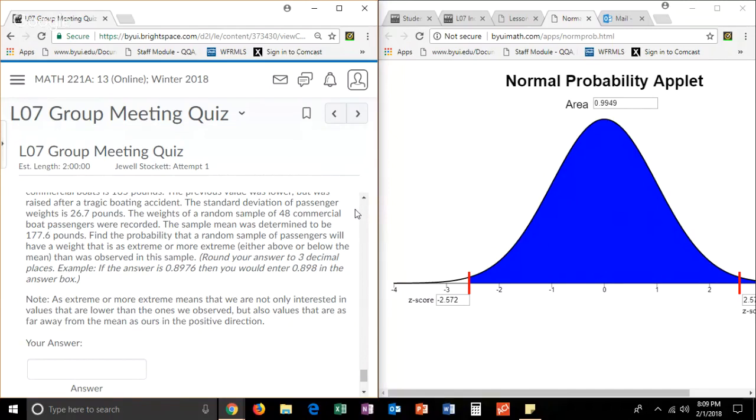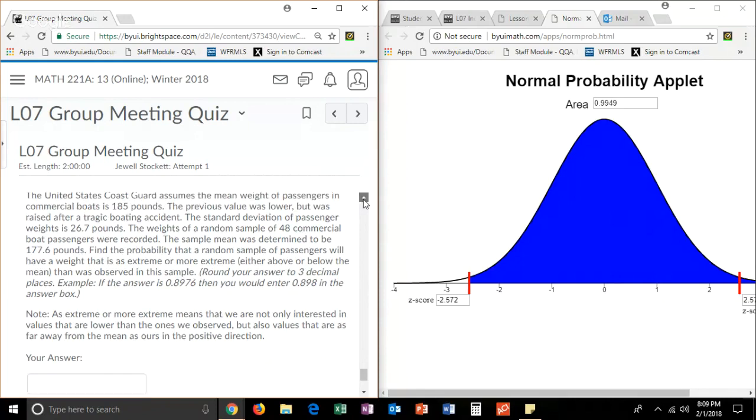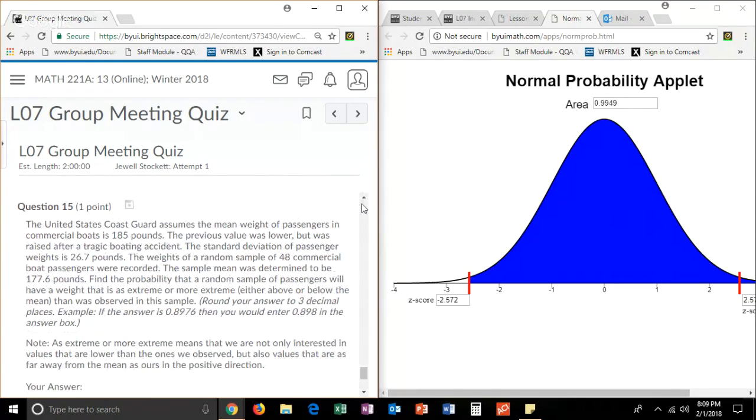Okay, so how do we, I'm just trying to understand it. English is English and math is math. It's hard for me to put the two together. The human one is that we are not only interested in values that are lower than the ones we observe, but also the values that are far away from the mean as ours in the positive direction. So, there we go.